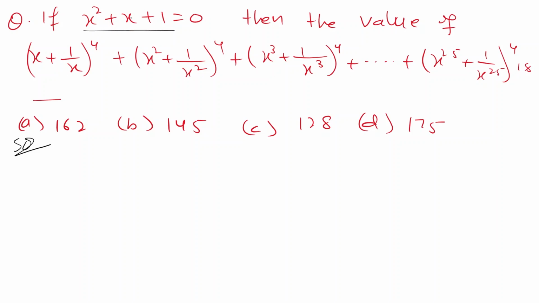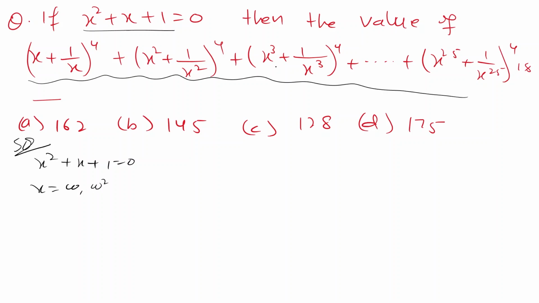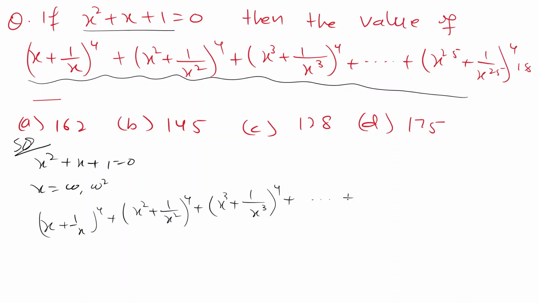So basically the value of x is equal to omega. x square plus x plus 1 is equal to 0. When you solve, you will get omega and omega square. Now we have to solve this one. You have to find the value of this expression: x plus 1 by x to the power 4, plus x square plus 1 by x square to the power 4, plus x cube plus 1 by x cube to the power 4, and so on, up to x to the power 25 plus 1 by x to the power 25 to the power 4.